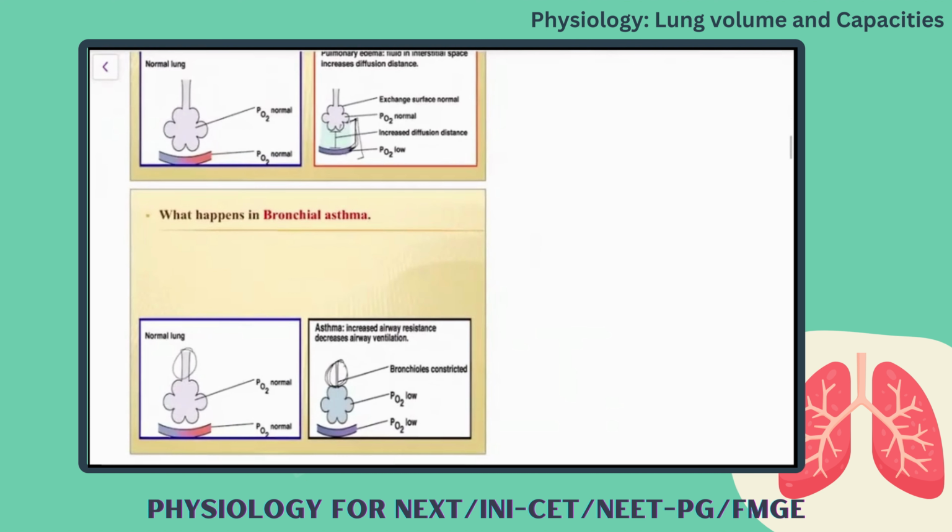Functional residual capacity includes the expiratory reserve volume. Expiratory reserve volume is the volume of air which is expired beyond the tidal volume level. So, functional residual capacity includes the volume of air which is expired beyond the tidal volume plus the residual volume. Understood?